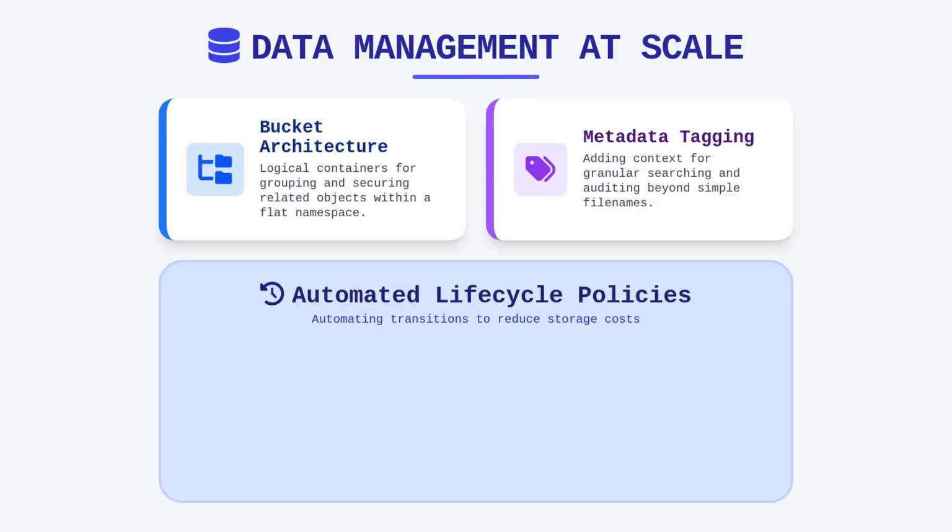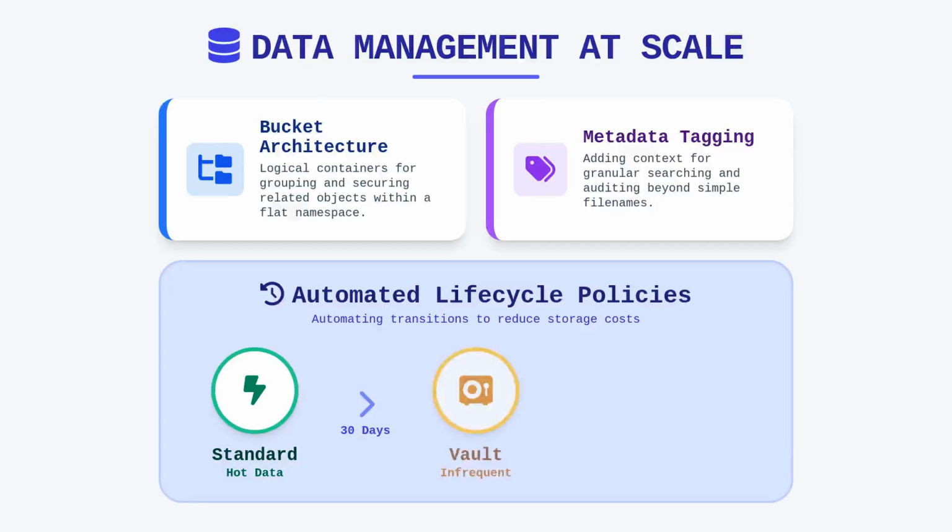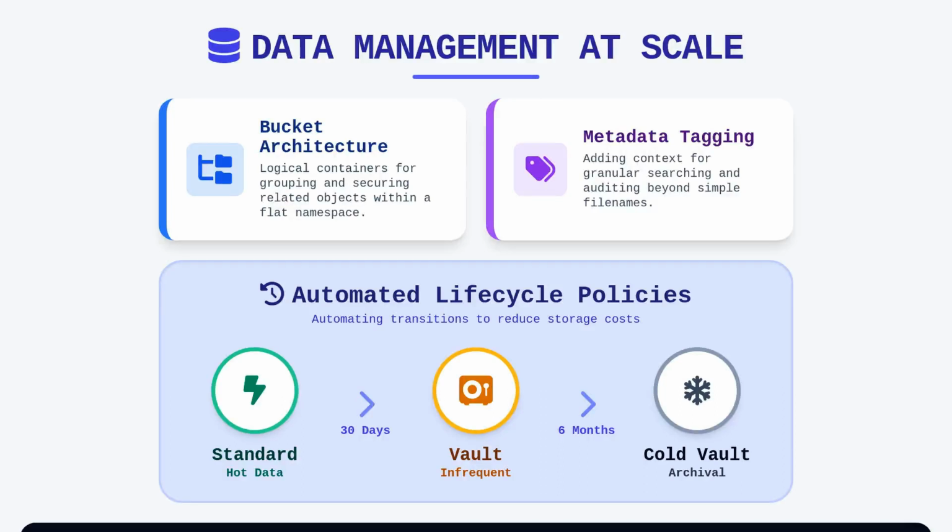Lifecycle policies are perhaps the most vital tool in your arsenal here, as they allow you to define rules that trigger transitions between storage classes automatically. For example, you can set a policy that moves a file from standard to Vault after 30 days and then to Cold Vault after 6 months, ensuring you stop paying premiums for stagnant information. These policies work silently in the background, transforming the management of enterprise data lakes into a predictable, automated process that grows alongside your business requirements.